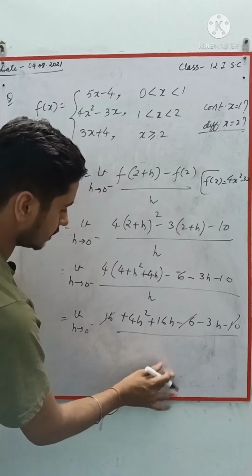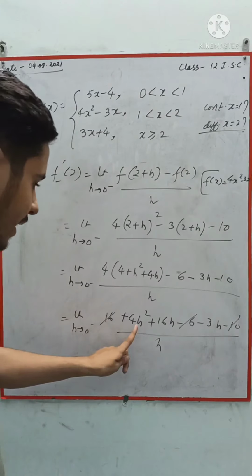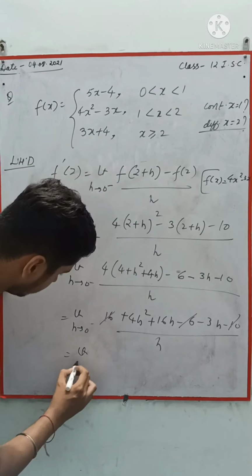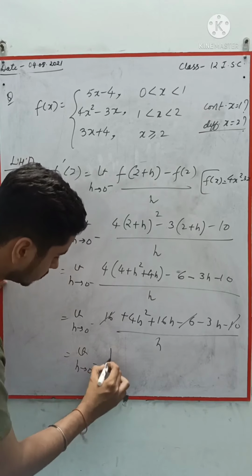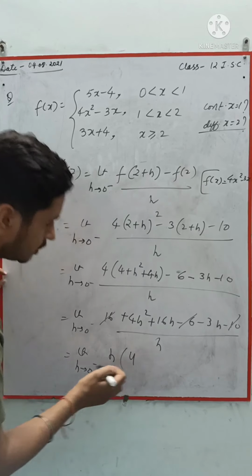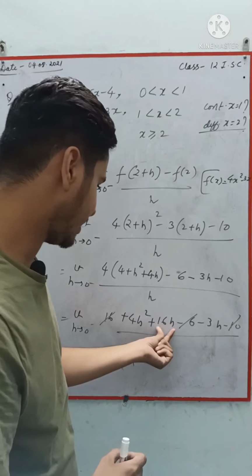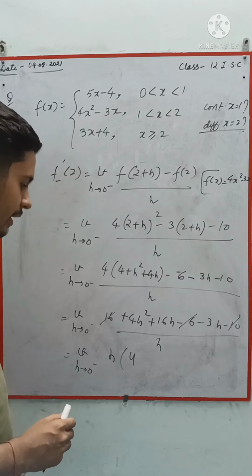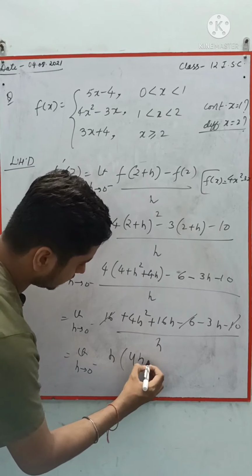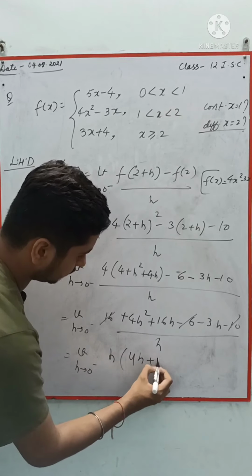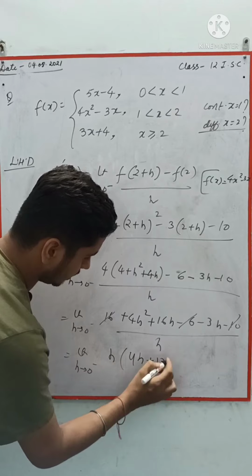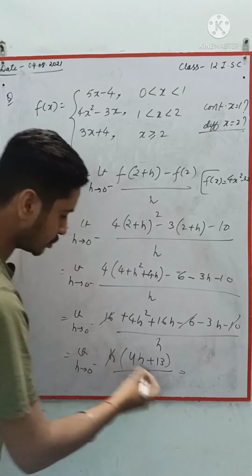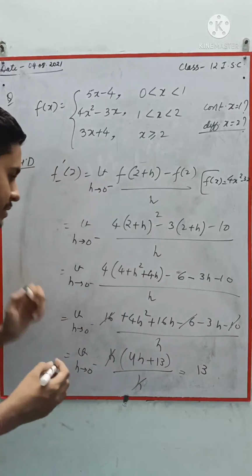Here you can take h common from the numerator. One more thing, 16h minus 3h will give you 13h, so it will be 4h plus 13h, divided by h, h cancelled. On putting h tends to 0, we'll get 13 as the answer.